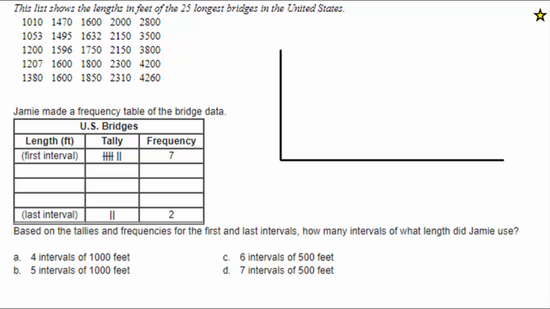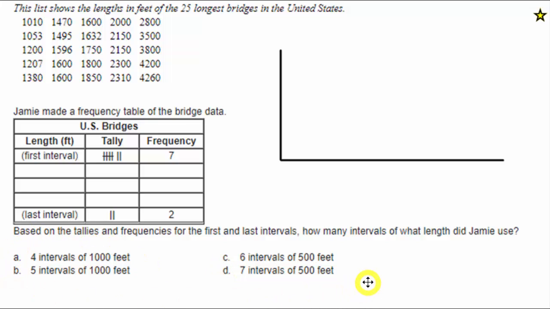Here we're going to take a look at an example problem that involves a frequency table. The data for this table represents the lengths in feet of 25 of the longest bridges in the United States. All right, and then the question is asking us, based on this frequency table, how many intervals did Jamie use?